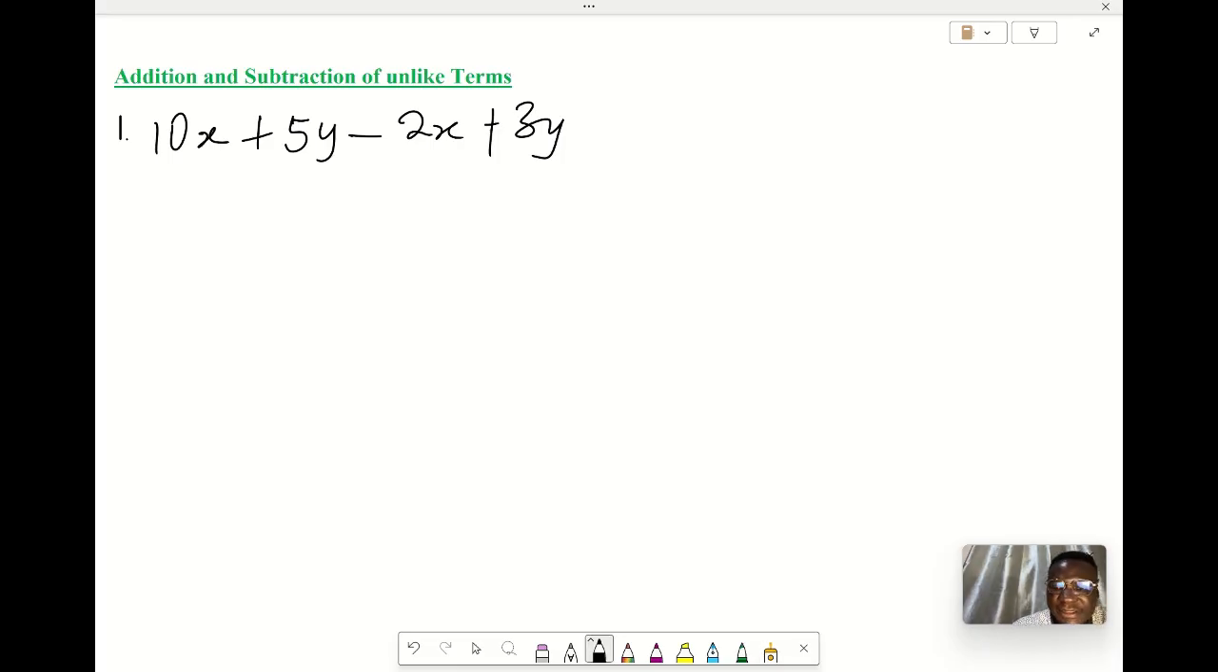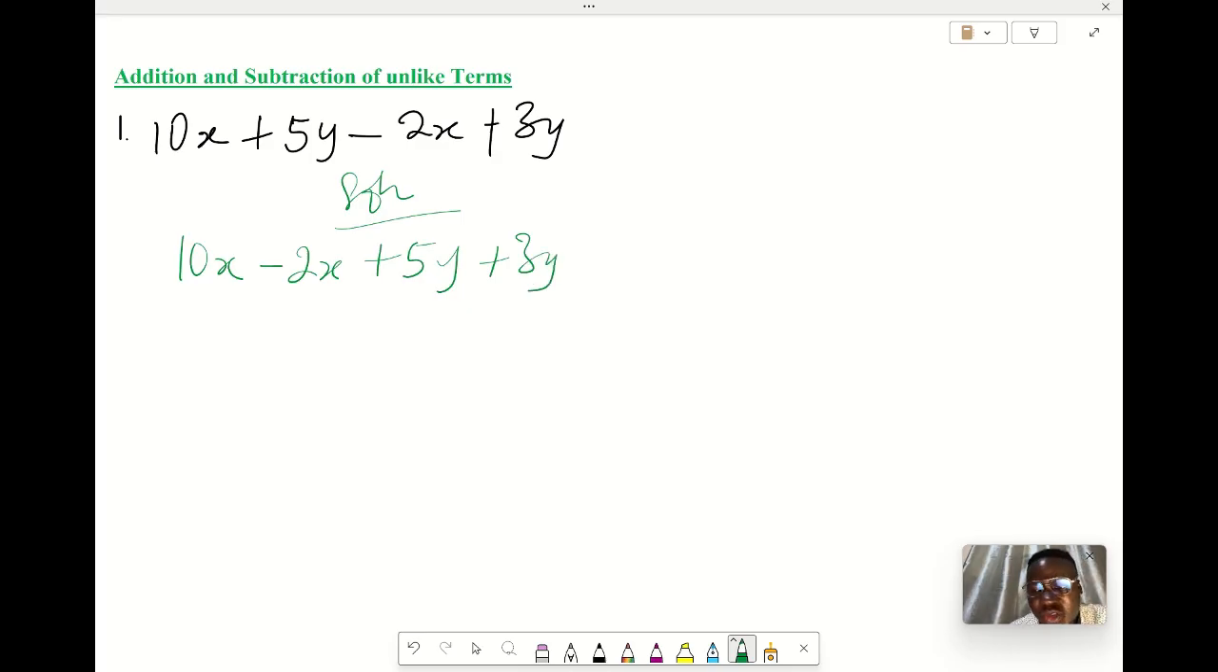That is, if we are writing our solution, we have our 10x minus 2x. They are like terms, plus 5y plus 3y. 10x minus 2x is just like 10 minus 2. What does this give us? It gives us 8x plus 5y plus 3y. It's the same as 5 plus 3, also giving us 8y.